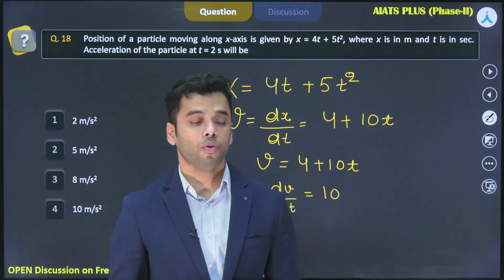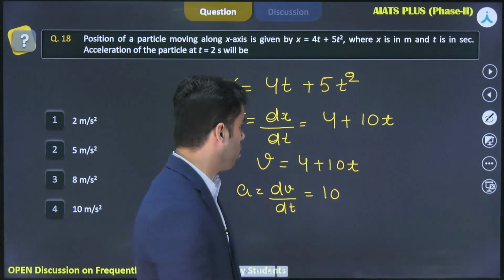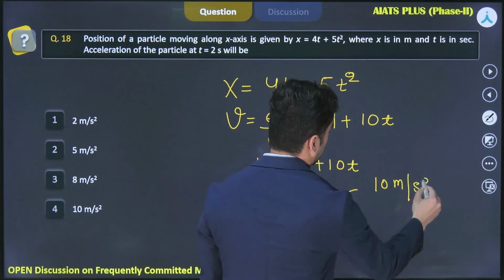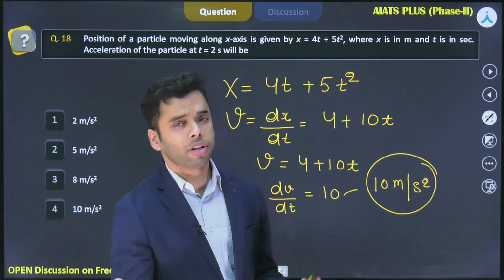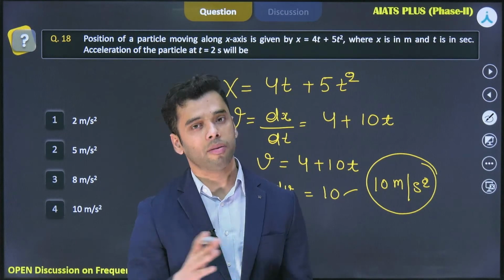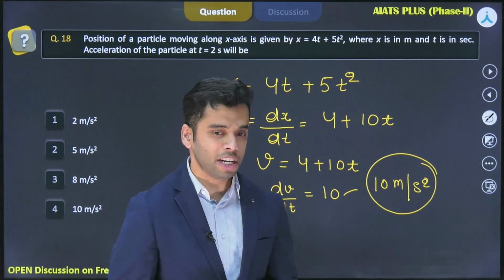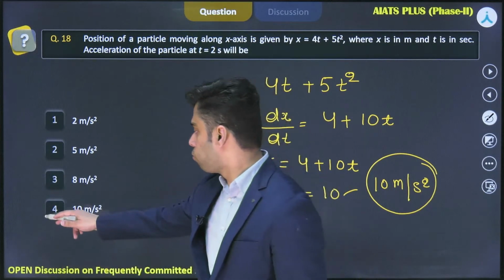Whatever is the time, the value of acceleration is going to remain 10, and the unit is 10 meter per second square. So this time you have a constant acceleration. So if they would have asked the acceleration at t equal to 4, t equal to 6, t equal to 8, the value will still remain the same. That is 10 meter per second square, right? Yes, d2x by dt square. So the correct answer should be option 4.